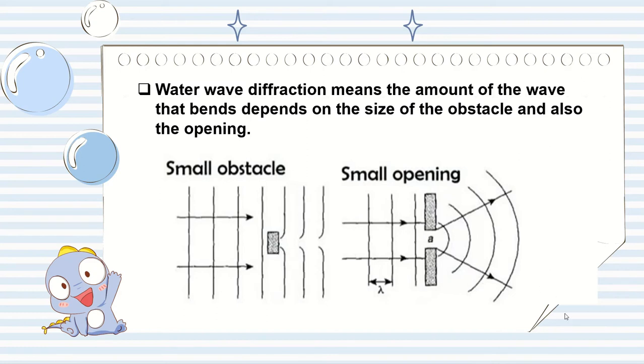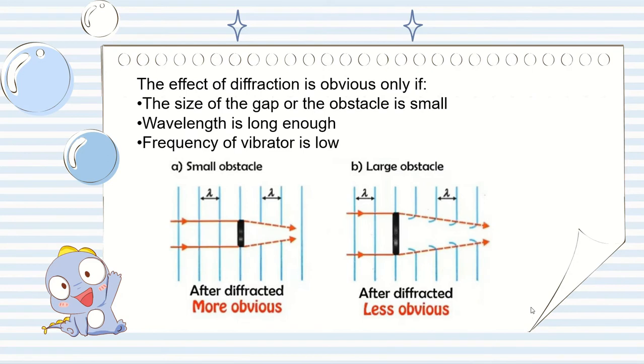Next is about the effect of diffraction. The effect of diffraction is obvious only if the size of the gap or the obstacle is small, the wavelength is long enough, and the frequency of the vibrator is low. So you can see that the effect of diffraction is more obvious around small obstacles, and the effect of diffraction is less obvious around large obstacles.